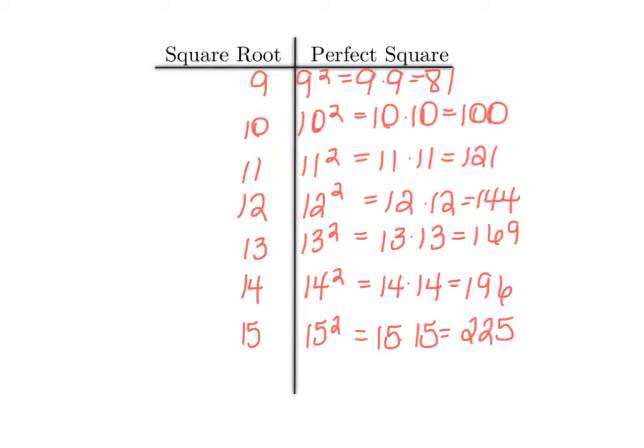I went ahead and completed the rest of the chart. So on the front of your notes, you should now have a chart with square roots from 1 to 15 and perfect squares from 1 to 15, which turns out to be 1 to actually 225.